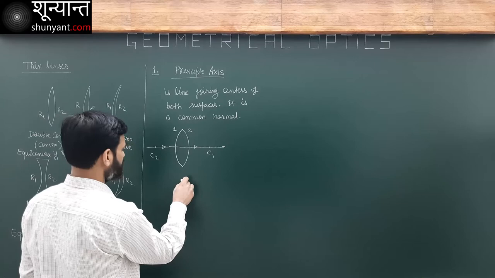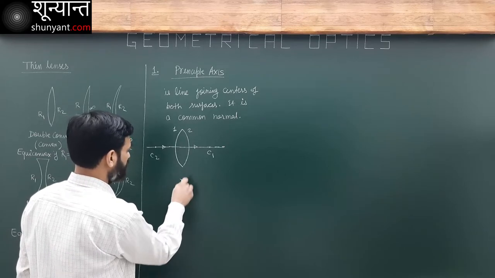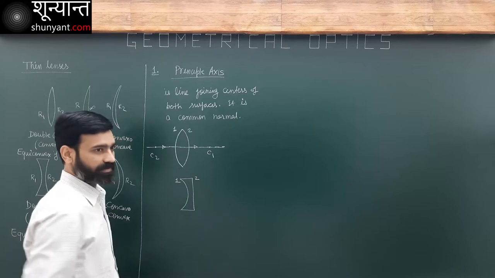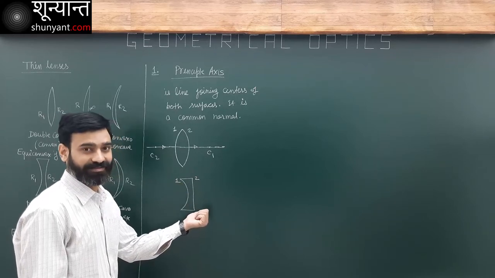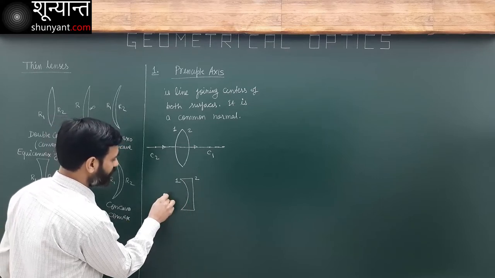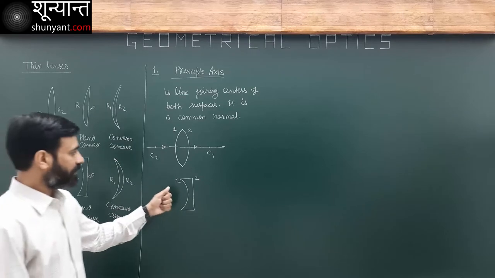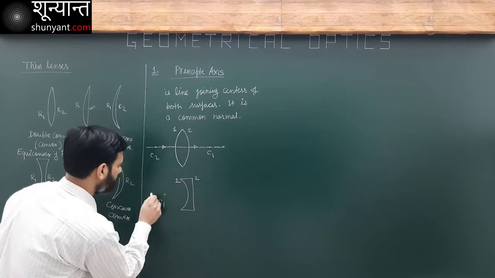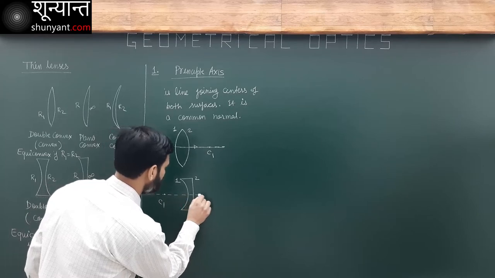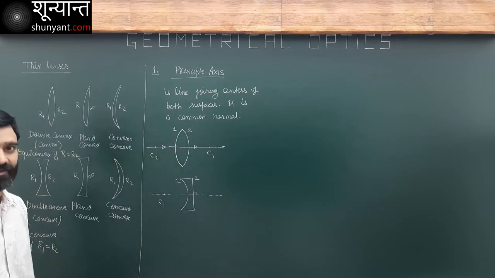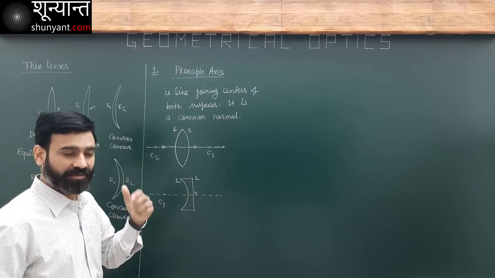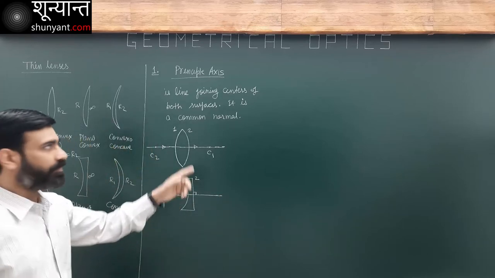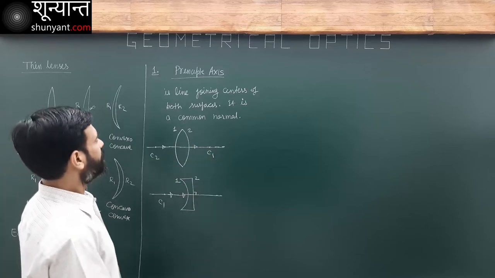If I have a structure like this, let's say this is my concave and this is my plane, for example. This is the first surface and the second surface. Now, this plane has no center as such. What will be the center of the concave surface? It is going to be somewhere here. This is C1. Now, how do I find the principal axis? I will draw a perpendicular on the second surface, because it has to be a common normal. So this becomes my principal axis. What is the significance? Light passing through the principal axis passes undeviated, because this is a common normal. Normal incidence, no deviation.